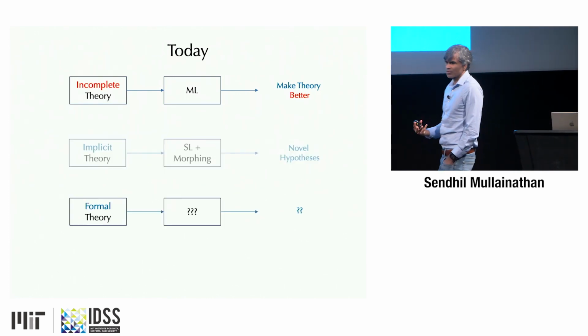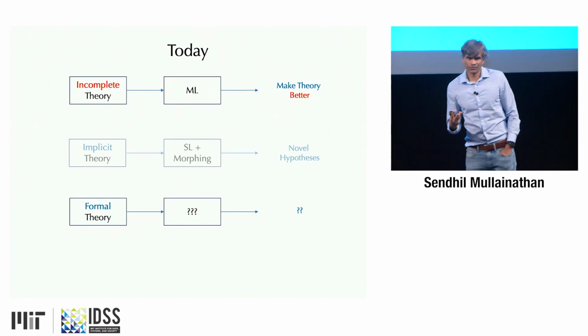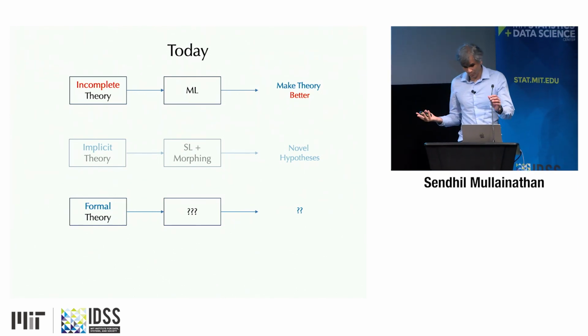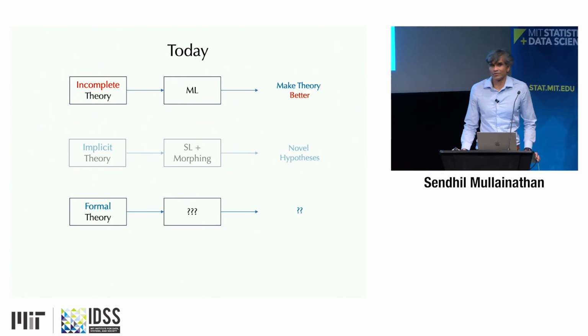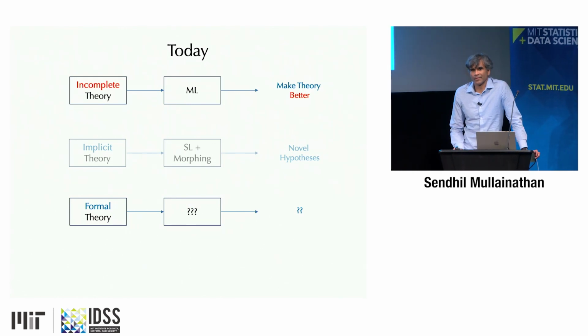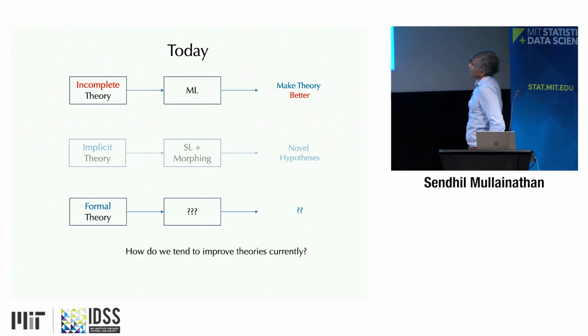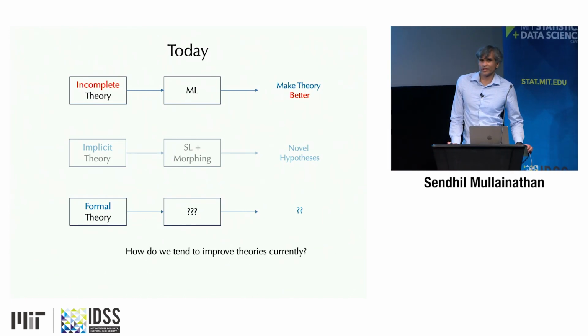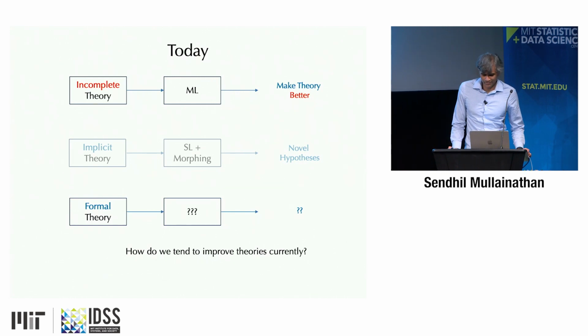But what if we have a formal theory? There are many theories in social science where we do have formal theories. Some of them are used quite widely in computing. For example, expected utility theory plays a pretty big role in many parts of computer science. So what if we had a formal theory? Is there something else we could do that would look very different? So to do that, let's just consider how do we improve theories, formal theories, currently.